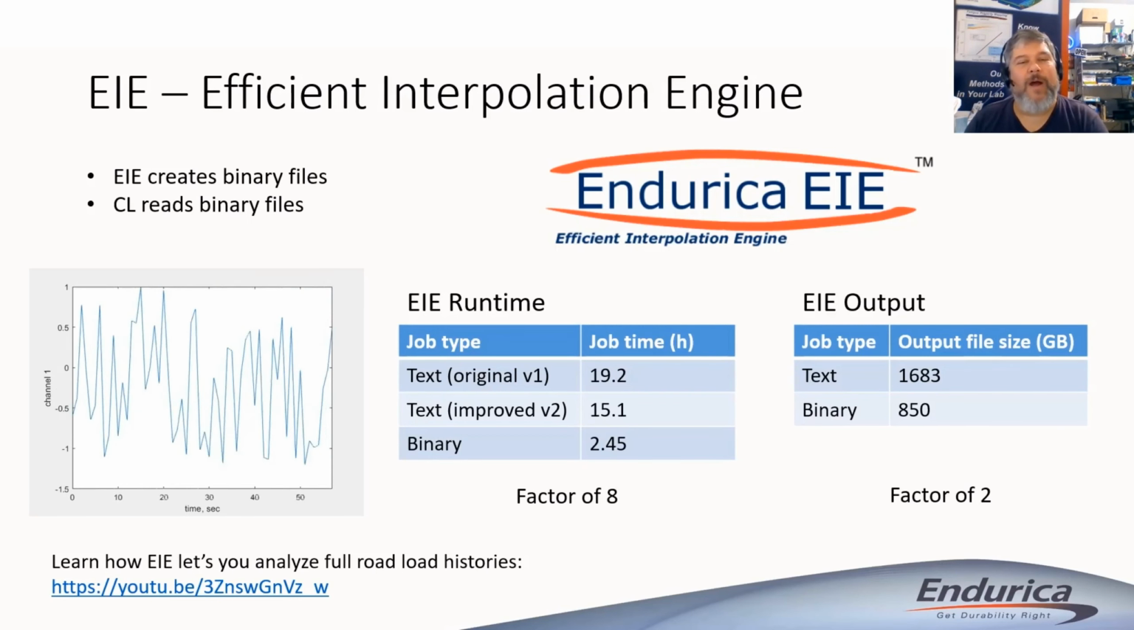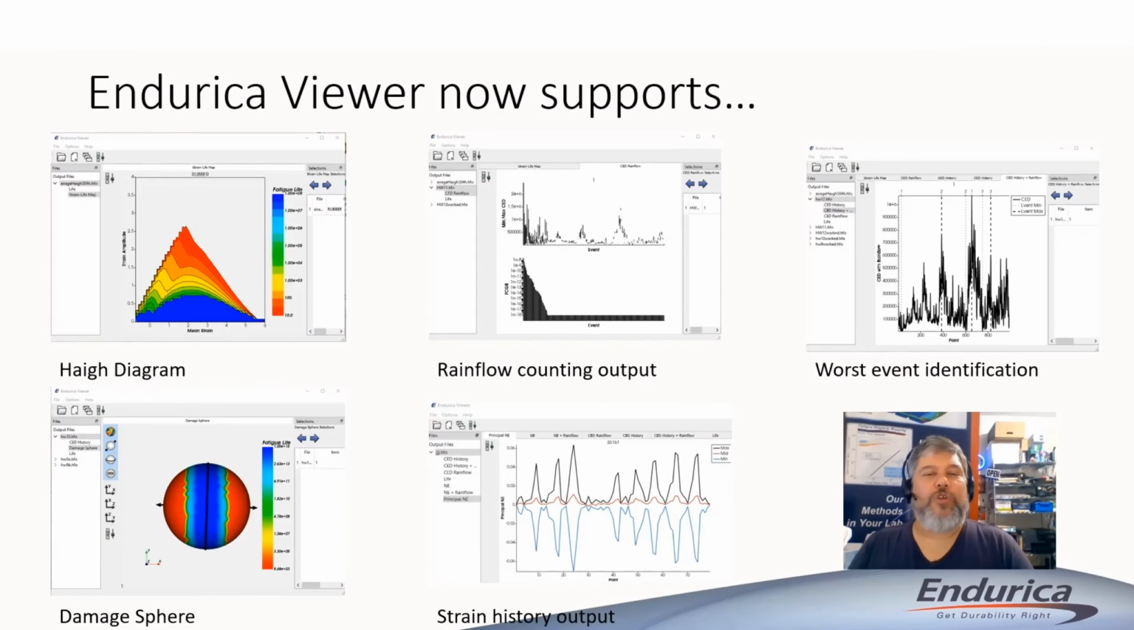So this was earlier in the year, but it is worth mentioning here that we've expanded the number of outputs that the Endurica viewer supports. Now you can get the Haigh diagram, you can get a view of the rainflow count output, you can get a plot showing worst events and identify those, you can get the damage sphere, you can get the strain history output, and there are others as well.